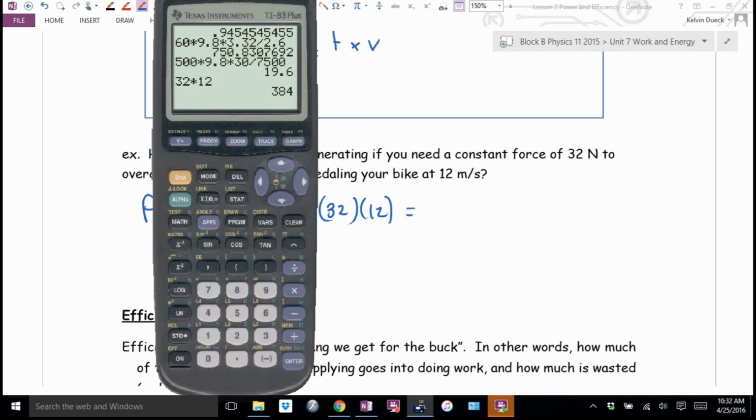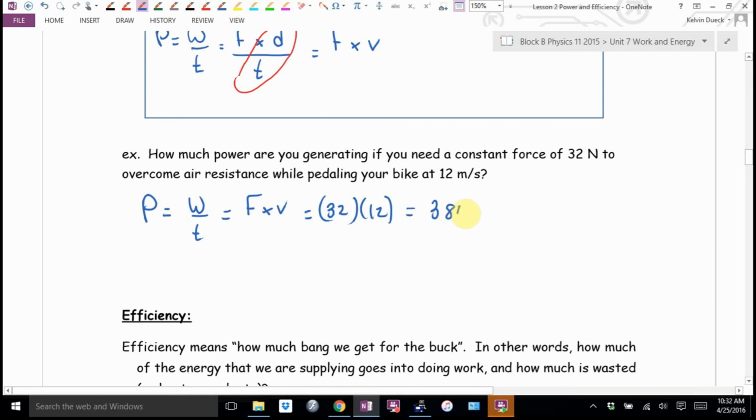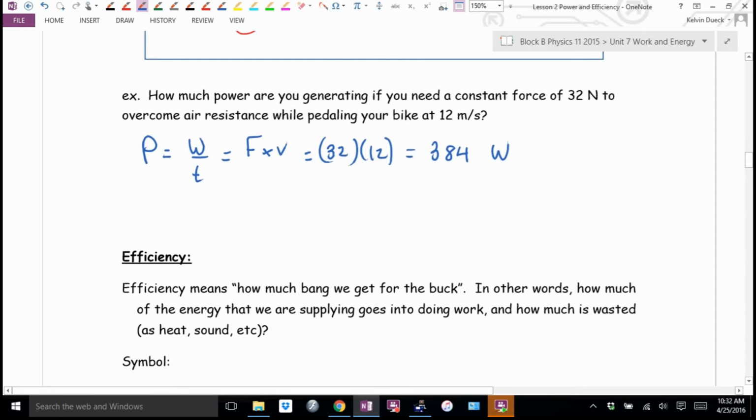384 watts. That means every second you're using 384 joules of energy. Do that for 60 seconds, you'll be feeling it. Do that for an hour, you'll probably really be feeling it. You'll need to refuel. You need to eat some food, have a snack, get some carbs. So power is work over time.